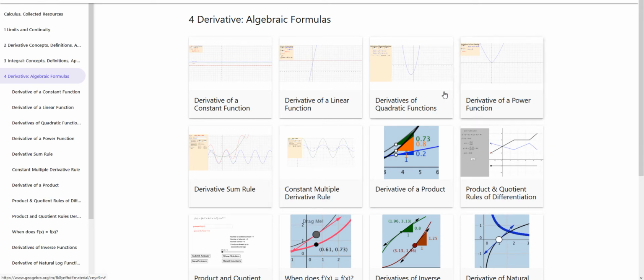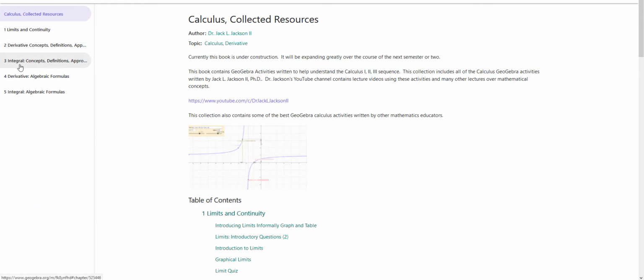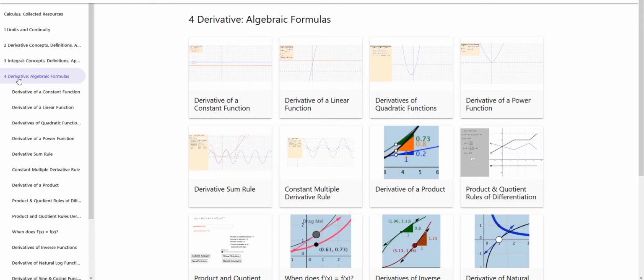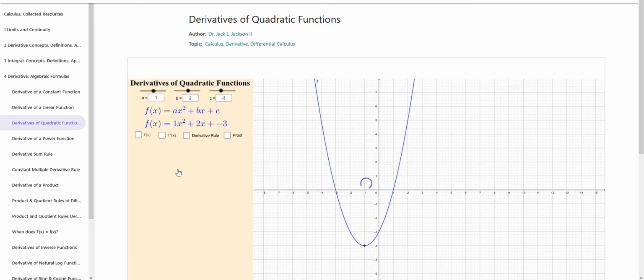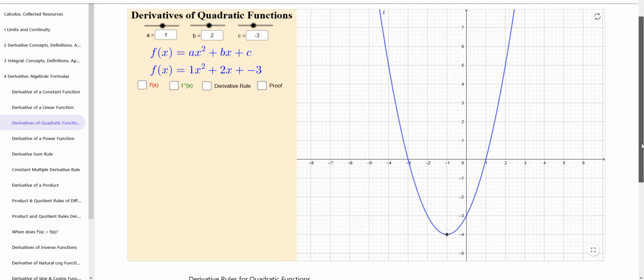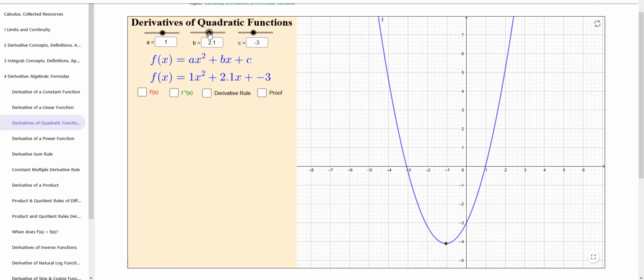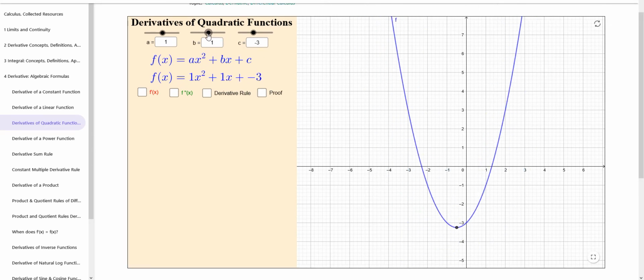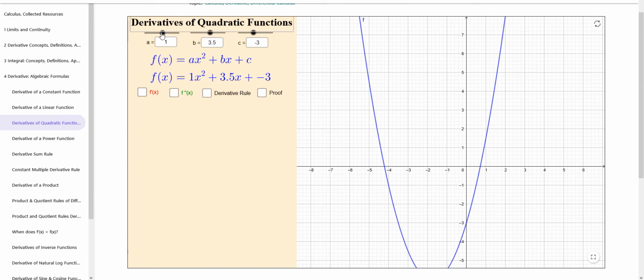In this video, we're going to see how to find the derivative of a quadratic function from the definition of the derivative. So I'm going to my calculus collected resources here, going to derivative algebraic formulas, quadratic functions here. So this little GeoGebra applet allows us to graph some quadratic functions. Quadratic functions are polynomial functions of the second degree of the form f of x equals ax squared plus bx plus c.